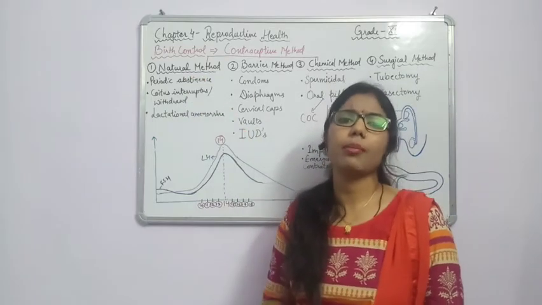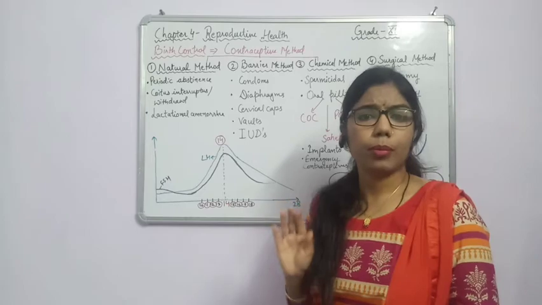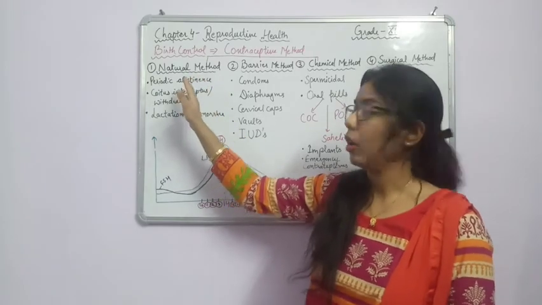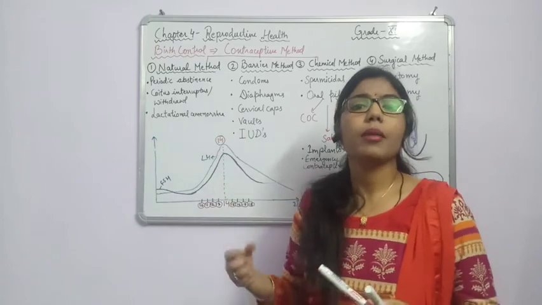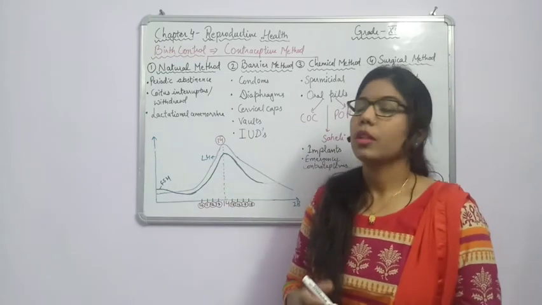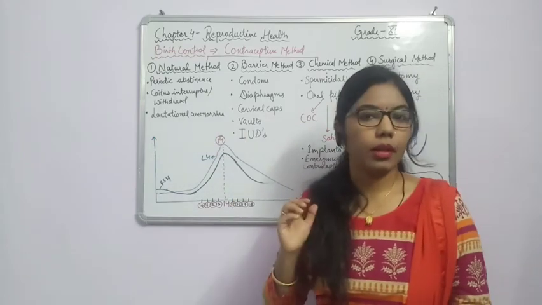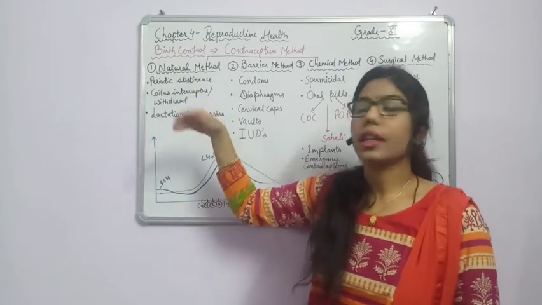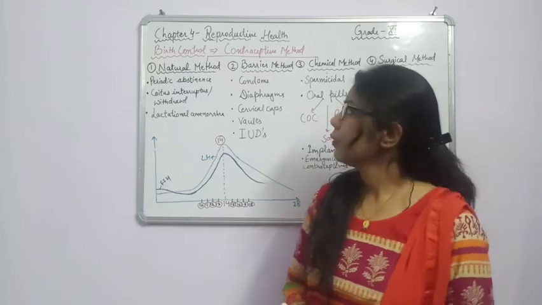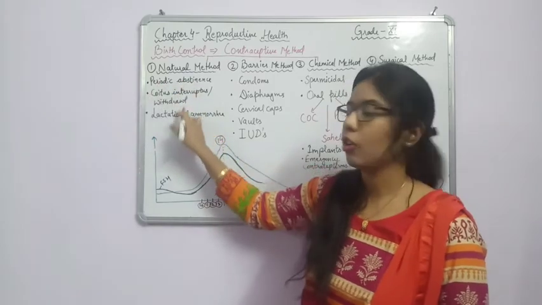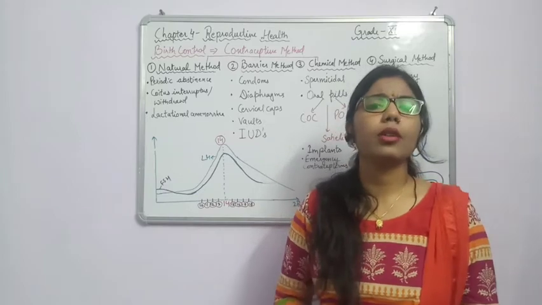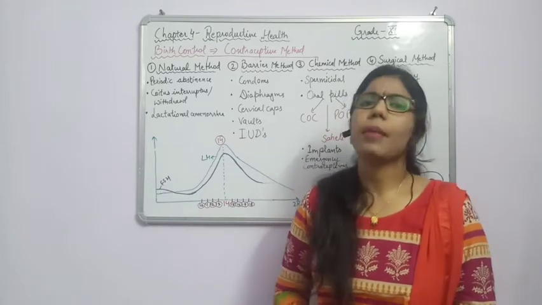In this method what happens? We are giving some avoidance for the meeting of sperm and ovum. So we can say that we are decreasing the chances of the meeting of sperm and ovum in a natural way. So what are the different methods we can adopt? Periodic abstinence. Periodic means related to what? Something related to periods, or the menstrual cycle.